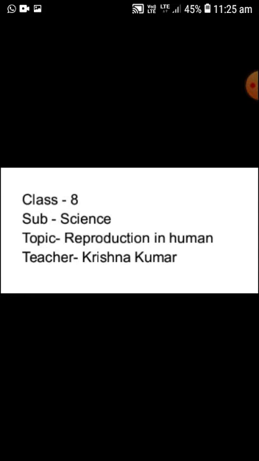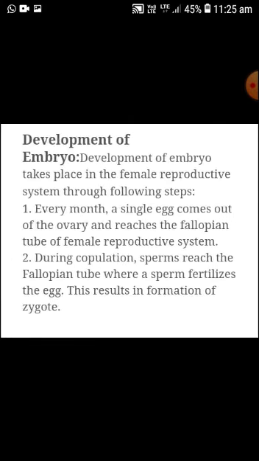Today we discuss the reproduction in human. First we start with the development of embryo. Development of embryo takes place in the female reproductive system through the following steps.